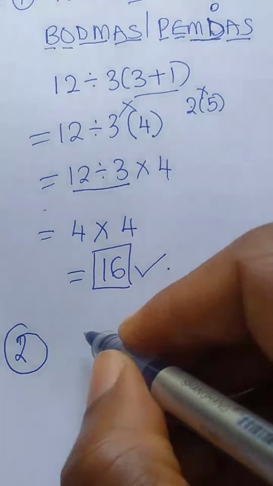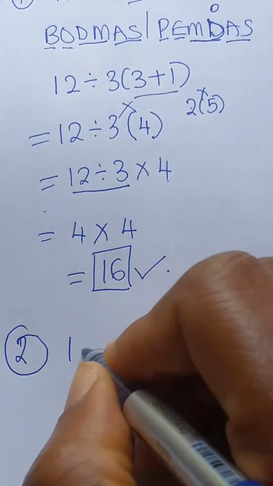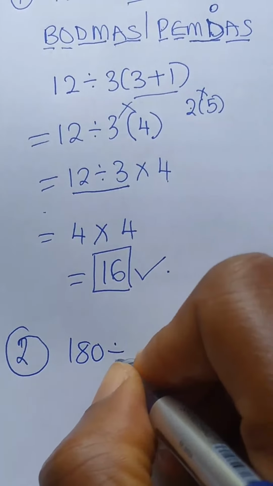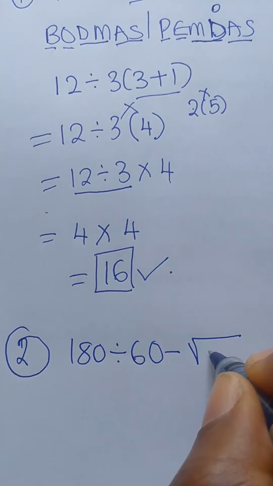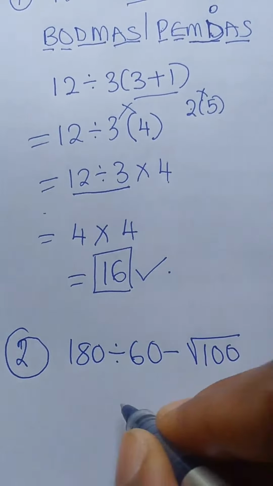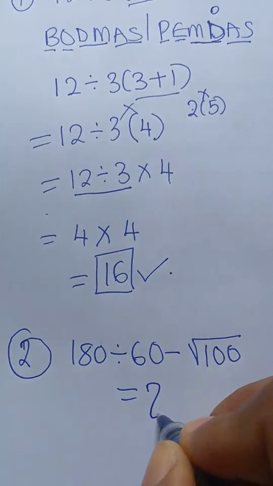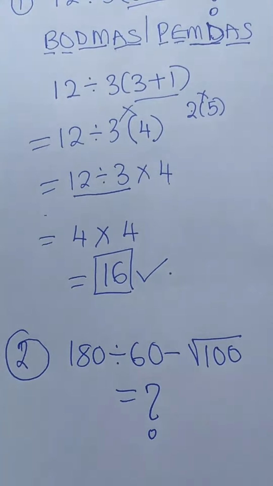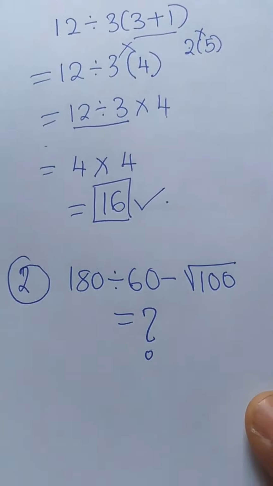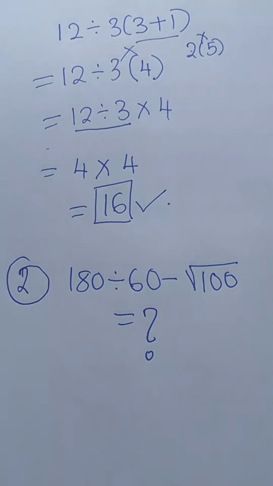Let's see. We have 180 divided by 60 minus square root of 100 is equal to what? So please drop your answer. The first 5 answers, you list the names of those who answered and we solve. Then they can now see whether they are right or wrong. So I give you some minutes, like 2 minutes to solve. Drop your answers, please.